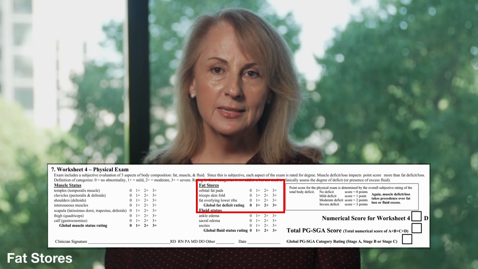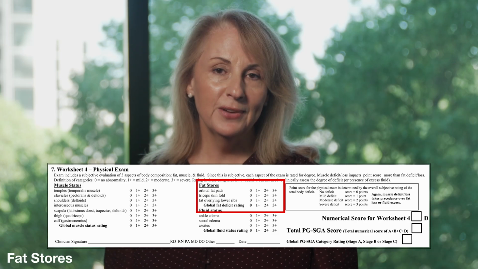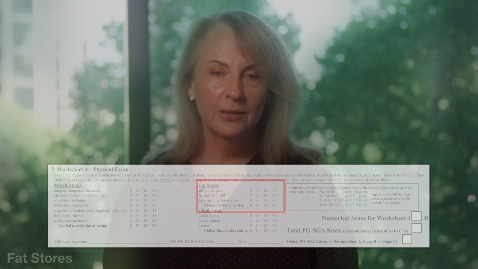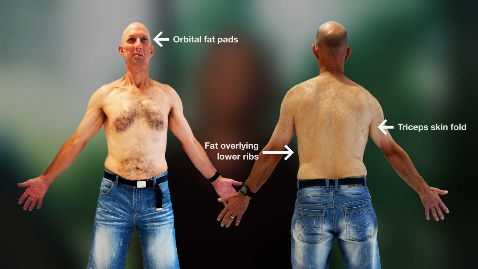Fat stores are assessed at 3 sites and a global fat deficit rating is given. Note that the loss of fat tissue may not be obvious when completing a physical exam in patients with pre-existing obesity. Be sure to consider their usual body size and weight history when assessing fat stores.